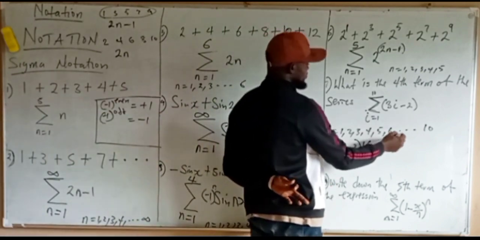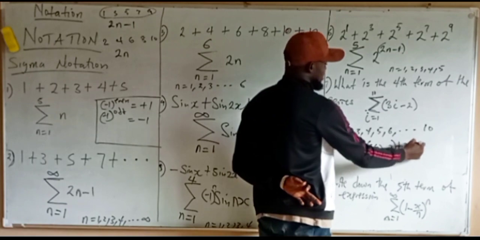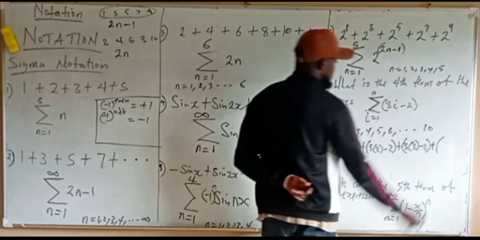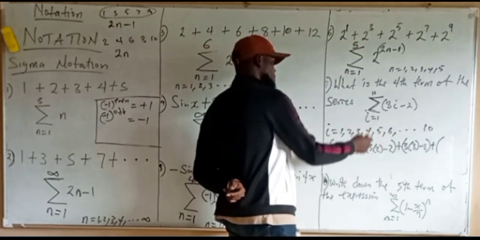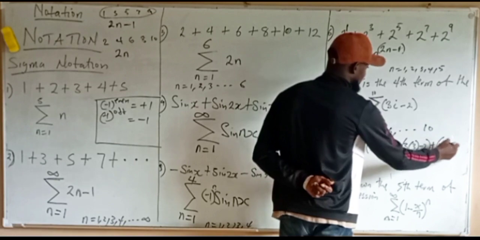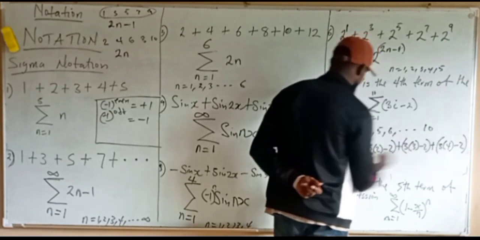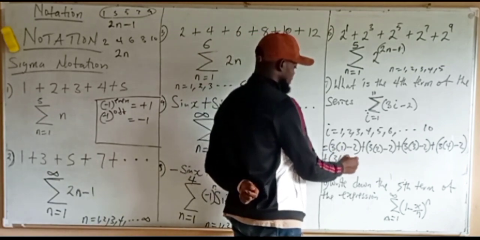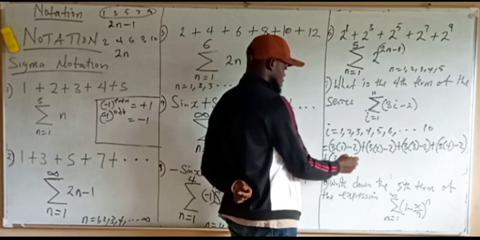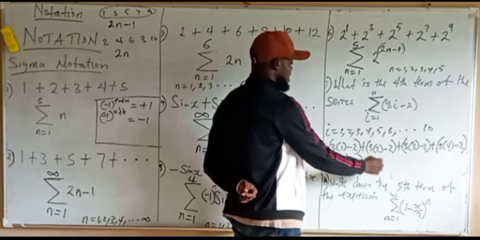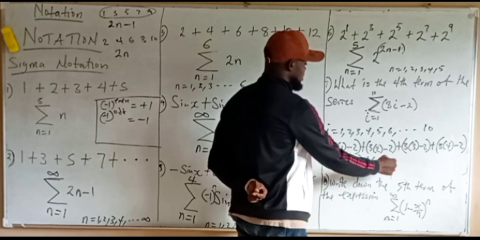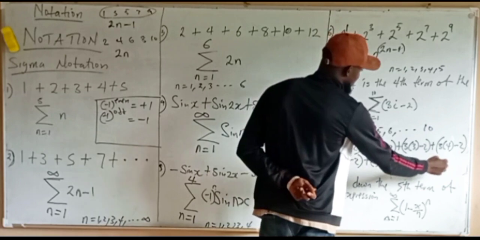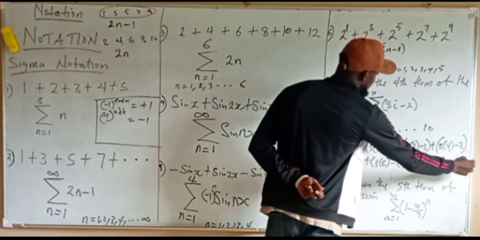Then our i is equal to 3. We have 3(3) minus 2. Then plus, our i is equal to 4. We have 3(4) minus 2. And plus, our i is equal to 5: 3(5) minus 2. Plus, our i is equal to 6: 3(6) minus 2. Our i is equal to 7, till you get to i is equal to 10: 3(10) minus 2.